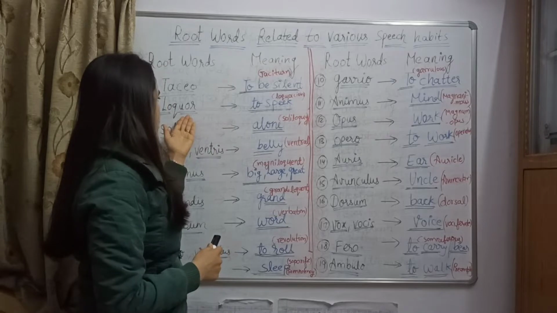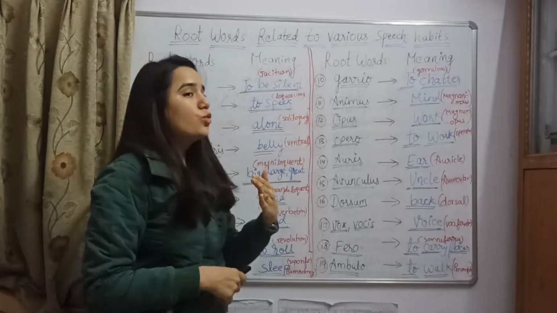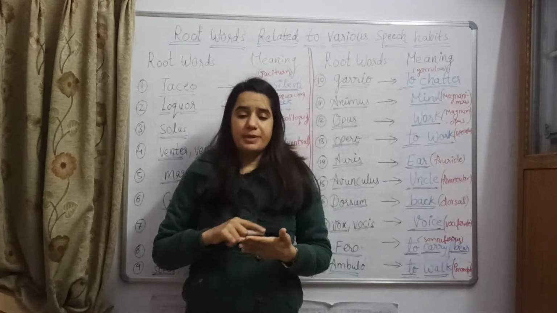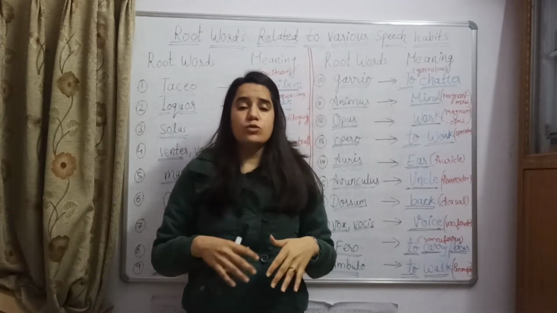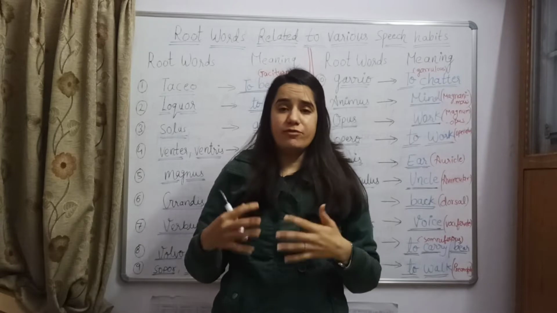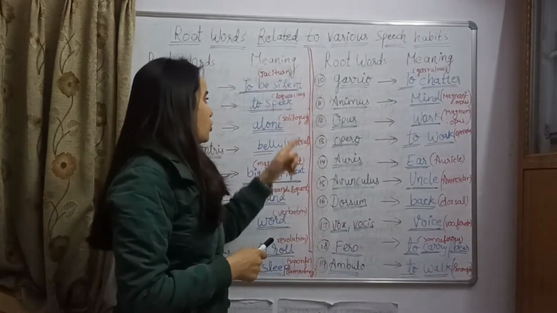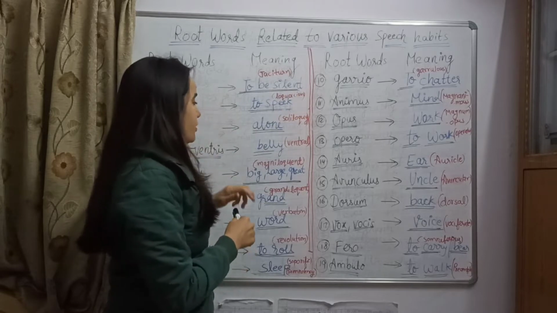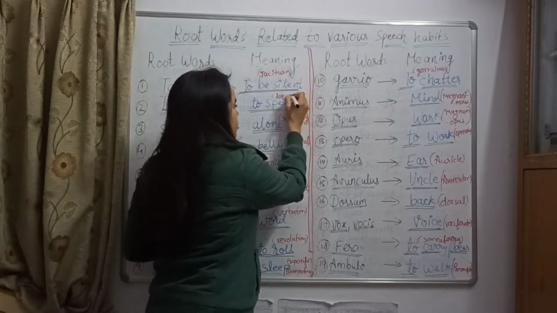Second over here is loquer. Loquer means to speak. The one who speaks non-stop, who can speak about anything and everything. So we will say he is loquacious. Loquacious is the vocab which is made from the loquer root word. You can see here loquacious.